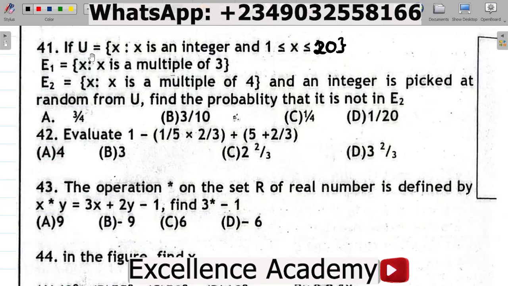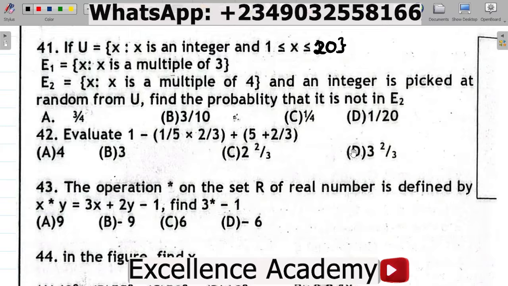Question 41 says, if U is equal to {x such that x is an integer and 1 ≤ x ≤ 20}, E1 is equal to {x such that x is a multiple of 3}, E2 is equal to {x such that x is a multiple of 4}, and an integer is picked at random from U. Find the probability that it is not in E2. A, 3 over 4. B, 3 over 10. C, 1 over 4. D, 1 over 20.